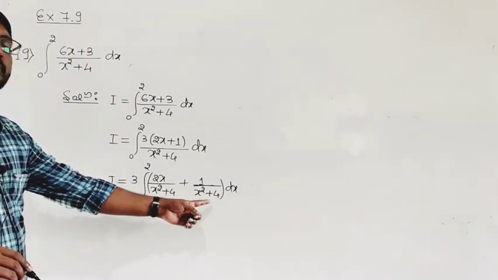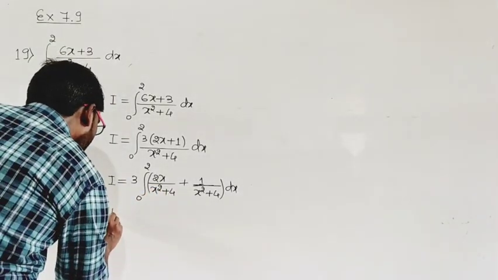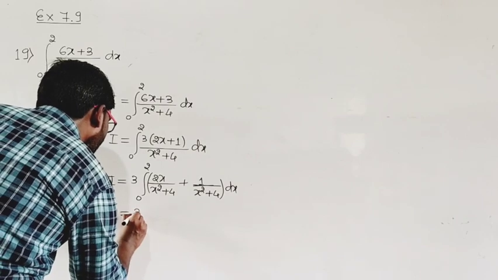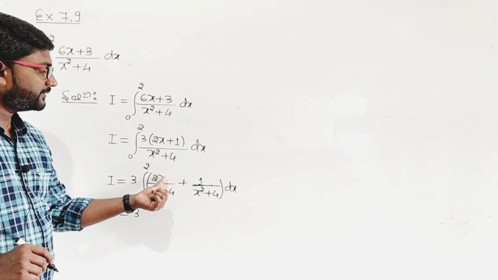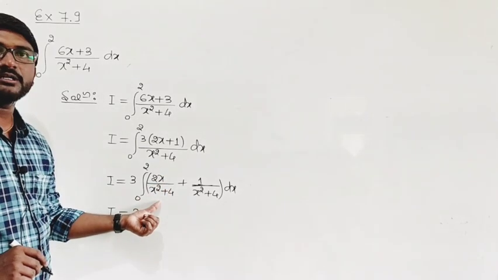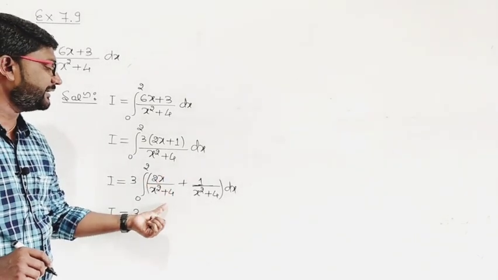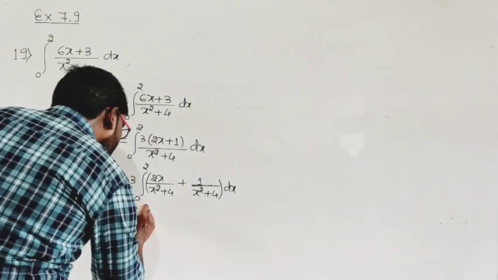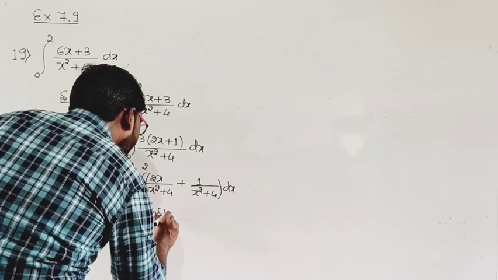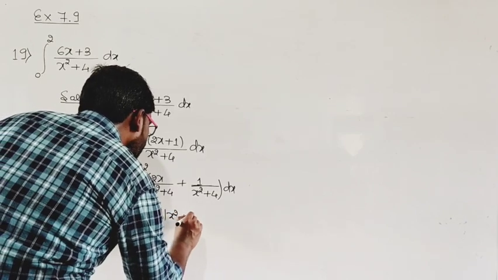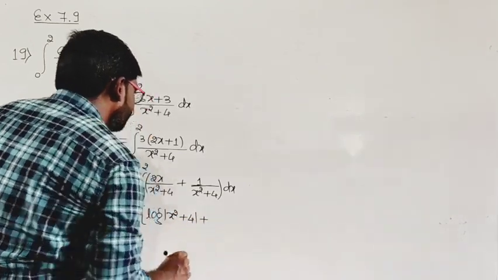Now integrate them separately. I is equal to 3, write it outside. Then what is the integration of 2x divided by x square plus 4? It is in the form of f dash of x by f of x, so it is log mod f of x, that is log mod x square plus 4, plus.